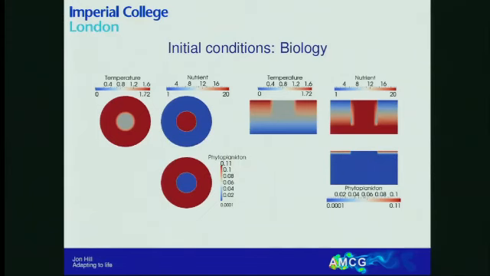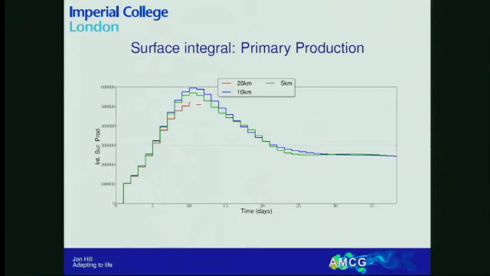So the biology setup is initial conditions very similar. There's high nutrients where there's low temperature, and there's low phytoplankton where there's low temperature. The phytoplankton obviously just sit at the surface, and the nutrients go down to depth. So we should expect to see a nice big bloom over these high nutrients. And then I've run this at various resolutions and looked at the primary productivity.